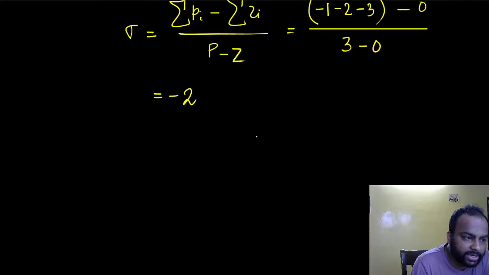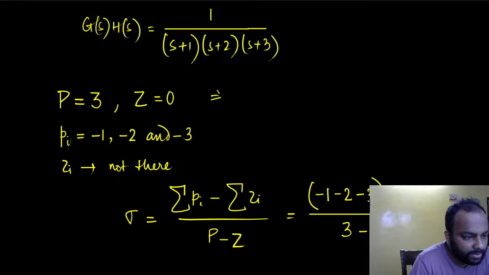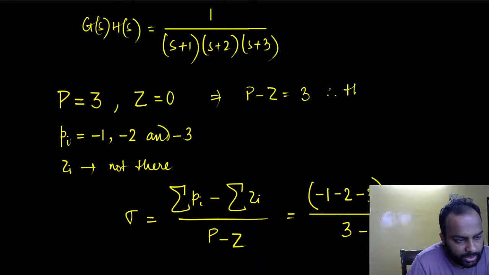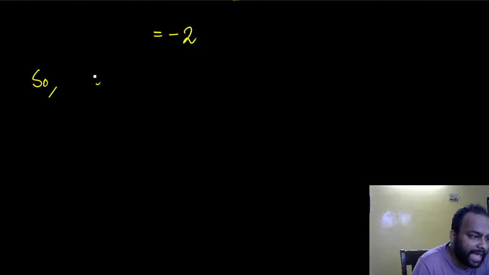Okay, that's the centroid location, and now we figure out the angles of the asymptotes. So we know that there will be 3 asymptotes. How many asymptotes would there be? Again, P minus Z is equal to 3. Therefore, there would be 3 asymptotes, and now the angles.